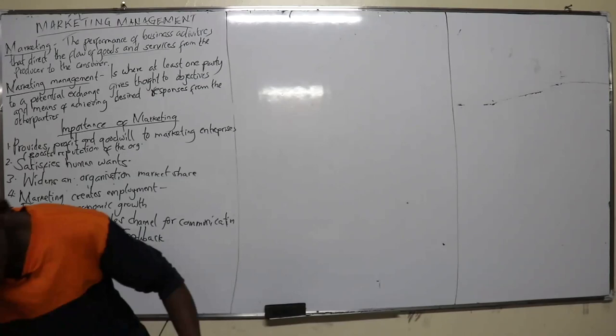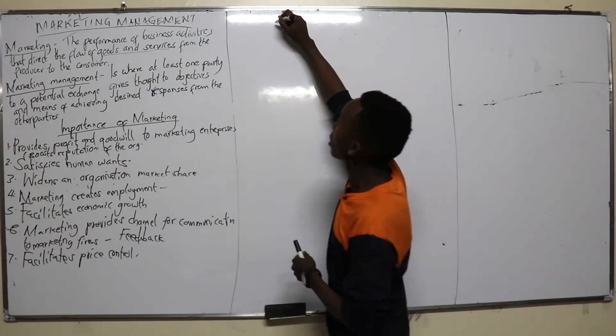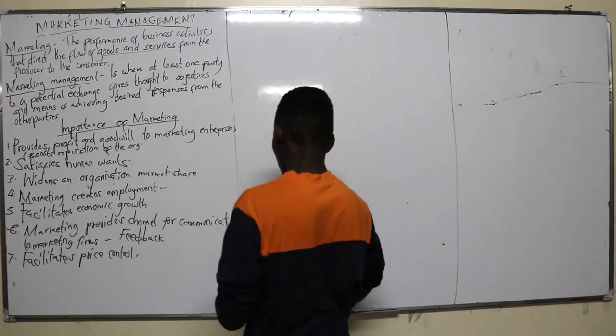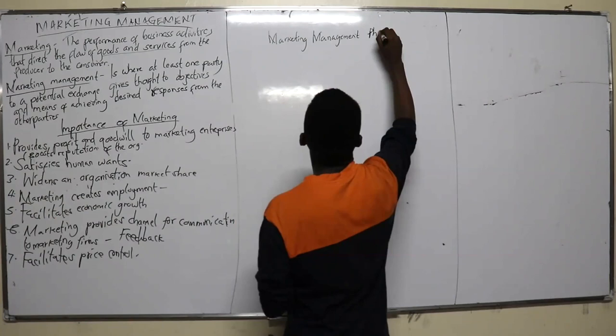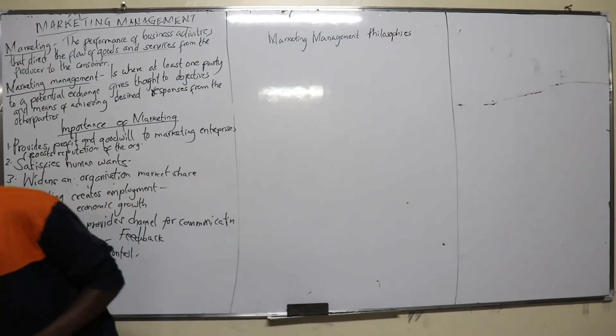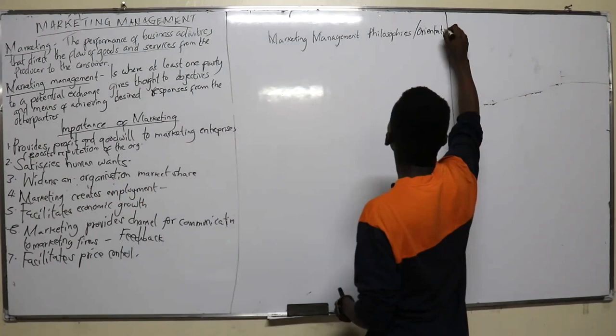Now, the next concept that we are going to look at is how then do we come up with the best strategies to utilize when marketing our products. So that one now is known as marketing management philosophies. Orientation. How do you bring the strategies to utilize in pushing the sales of your goods and services?